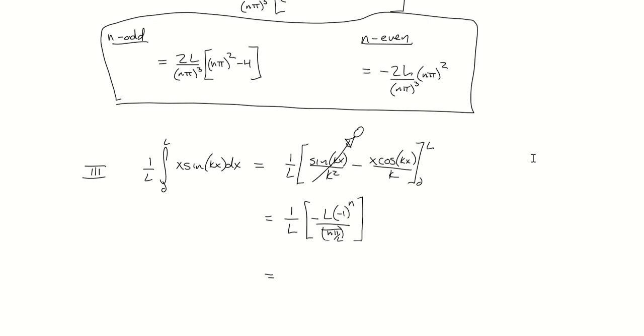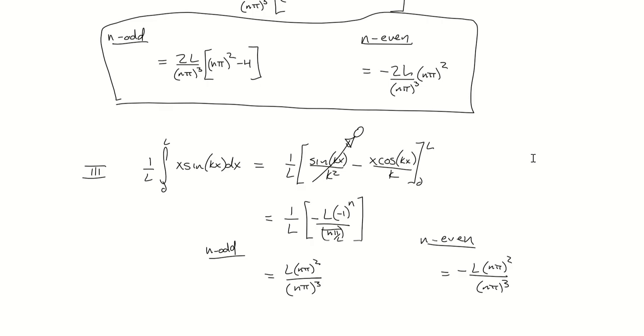So simplifying this, the L comes up. Let's just do the odd solution. If this is odd, we end up with L times n pi squared over n pi cubed. As with the other integrals, I've added that common n pi cubed term in the denominator, so I've just done the same thing here. And for the even terms, this integral ends up just being negative, the same thing.